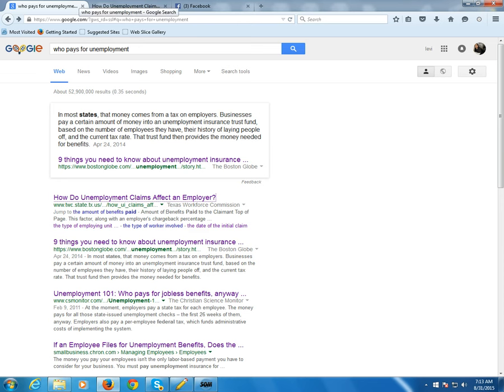In most states, that money comes from a tax on employers. Businesses pay a certain amount of money into an unemployment insurance trust fund based on the number of employees they have, the history of laying off people, and the current tax rate. So think about it. The tax rate, how many employees they have, and how long you've been working there. So to give you a better understanding of it, I want you to think about this.